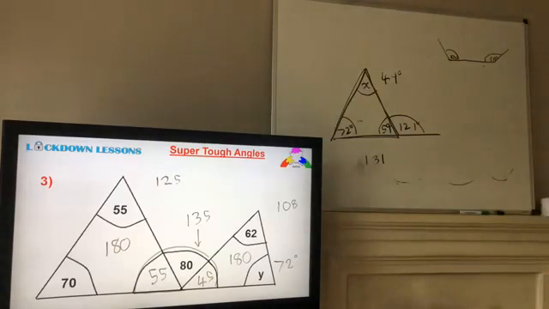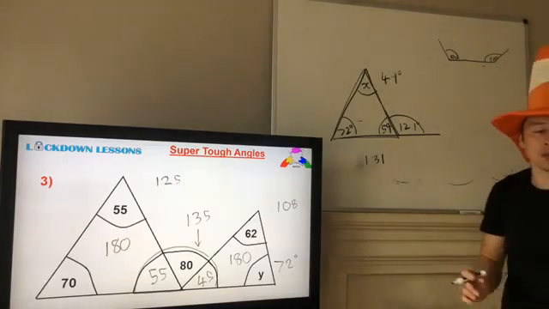great for practicing your angle rules, and they're great for just your general problem solving as well.